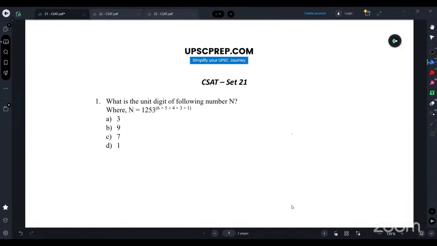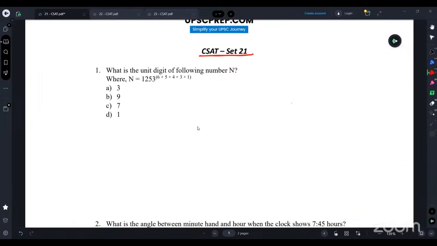Let's start with the questions that have been shared with you in the last week. We'll start with the CSAT set 21, guys. Question number 1. I'm solving, guys. Please pay attention. What is the unit digit of the following number n?